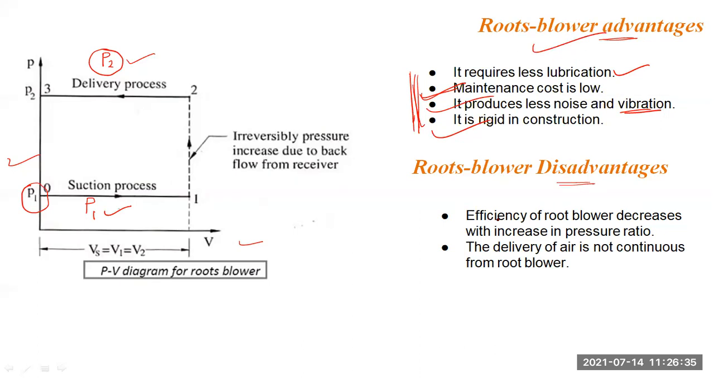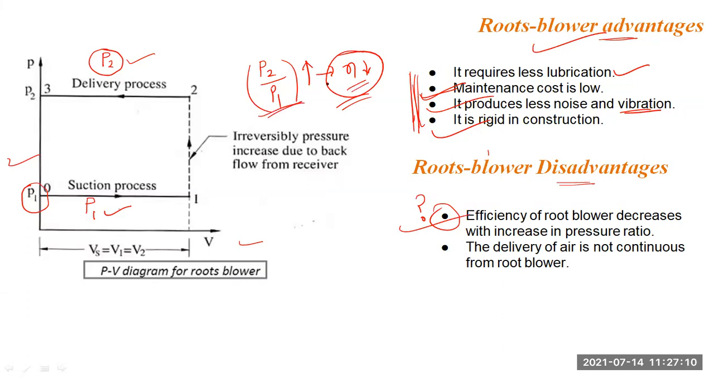Similarly, a disadvantage is that the efficiency of root blower will decrease with increase in pressure ratio. Okay, pressure ratio means P2 by P1, where high pressure is P2 and low pressure is P1. If you increase the pressure ratio, then the efficiency of this root blower will decrease. How does it happen? When we derive the efficiency formula of this one, then you will get to know about this. After this, we are going to derive the efficiency of this root blower. There you can see the relationship between efficiency of root blower and pressure ratio. Okay, we will get there.